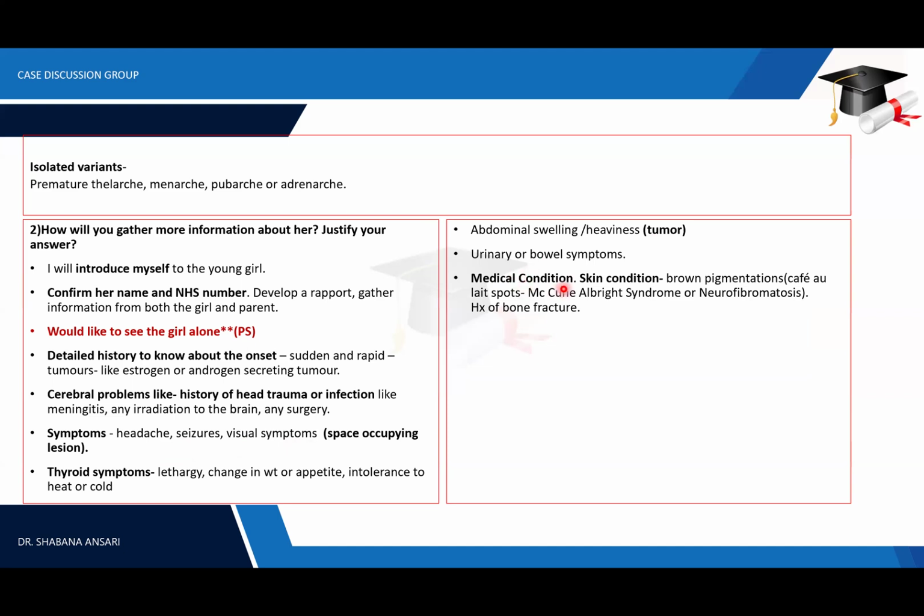So I would like to know whether she's having any other medical condition, skin condition, like if there is any brown pigmentation, which is indicative of cafe au lait spots, and it can be found in some familial syndromes like McCune-Albright syndrome or neurofibromatosis. History of bone fracture, because it is common in McCune-Albright syndrome. We know there is this polyostotic fibrous dysplasia.